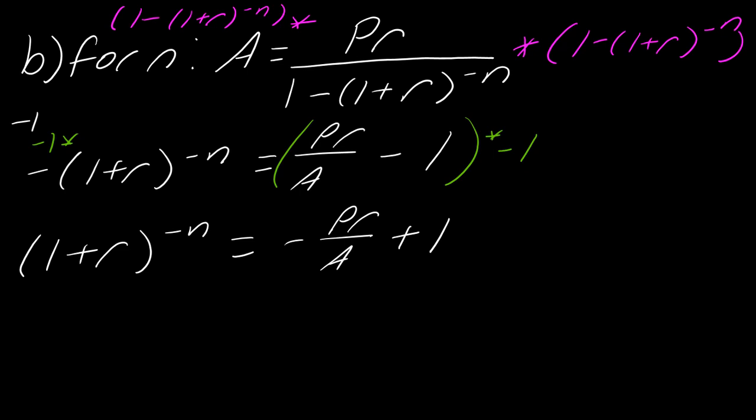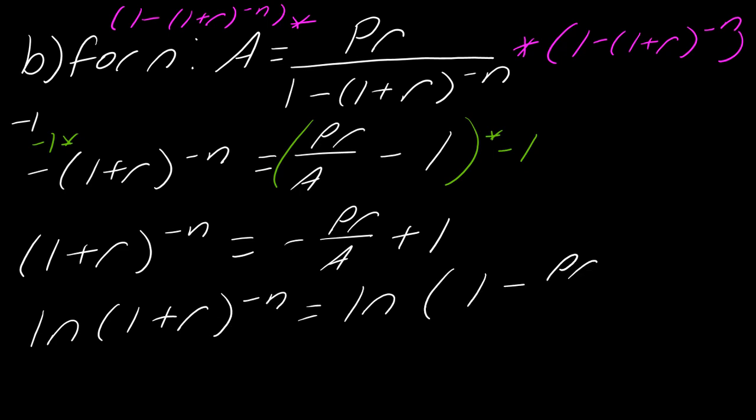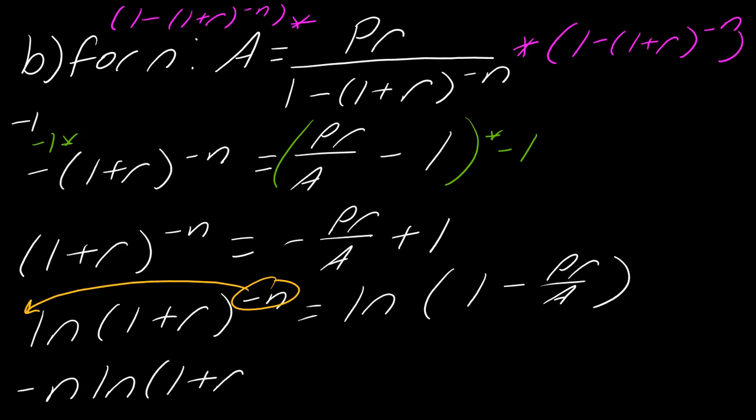Okay, so now how do I get to that negative n? To do that, I'm going to have to take a log or a natural log of each side, so that'll help me isolate everything. So I have the natural log of 1 plus r to the negative n equals the natural log of, I'll write this as 1 minus pr over a. Because I've done that, now I can bring the exponent down using the properties of logarithms. And now we're just about ready to finish this.